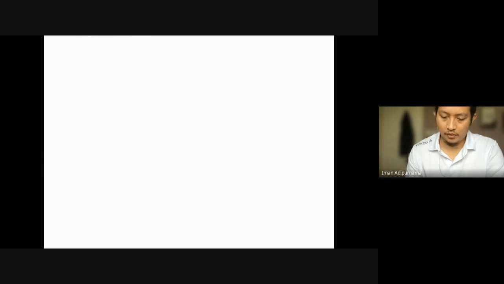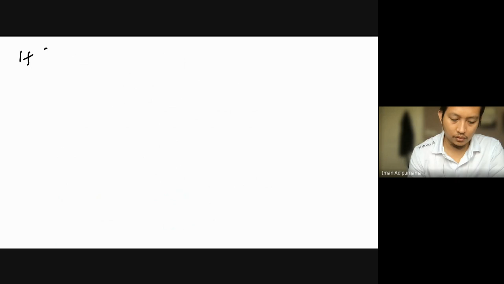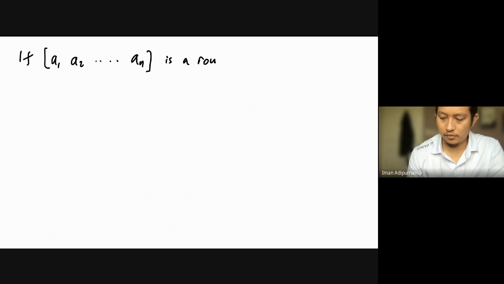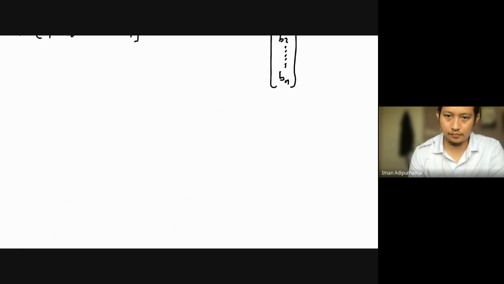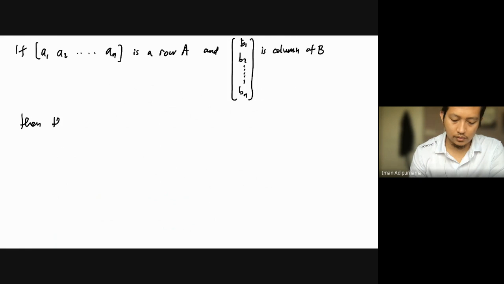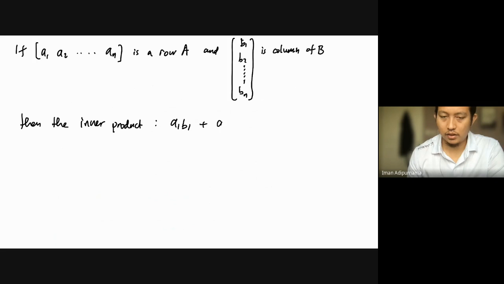Okay, let me write. If this is a row of A, and this one is a column of B, then the inner product will be A1 B1 plus A2 B2 plus tails, up to AN BN.